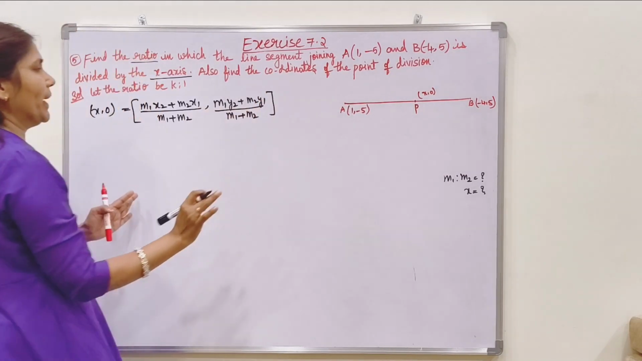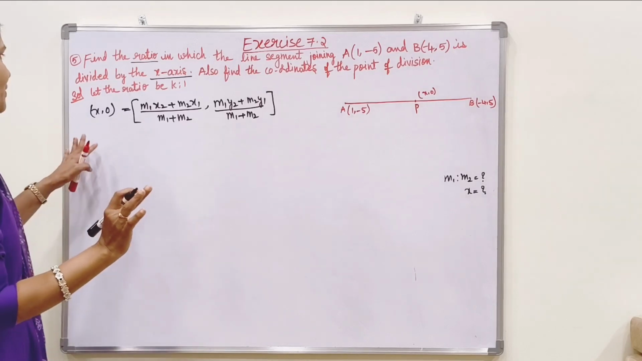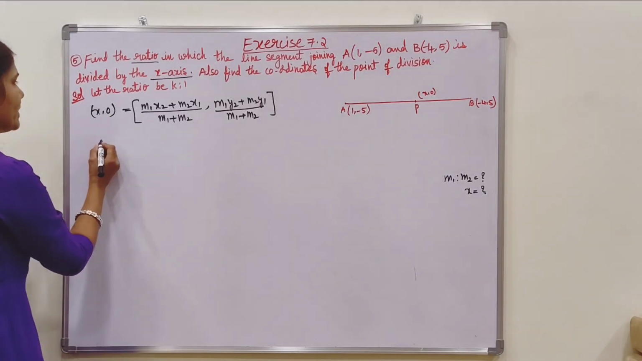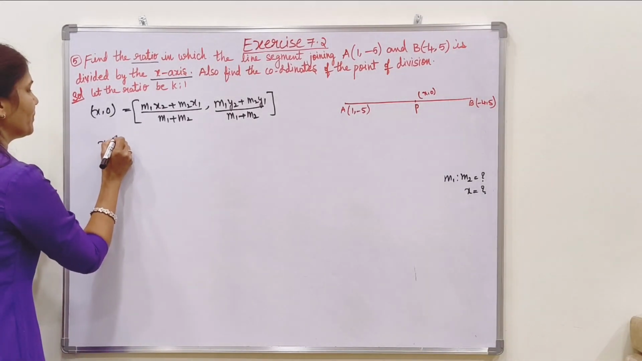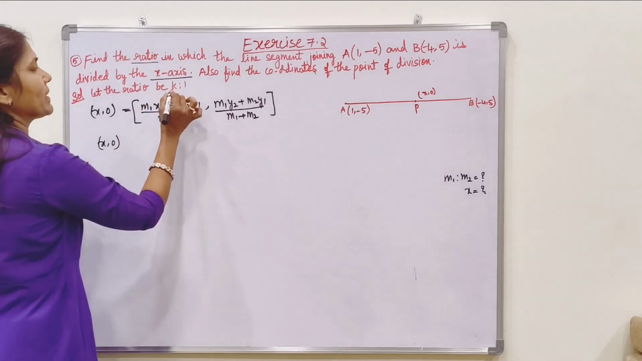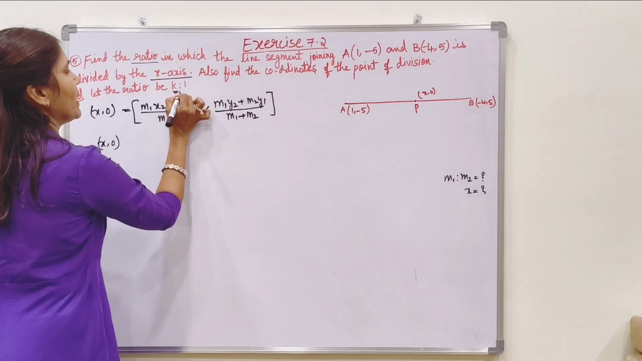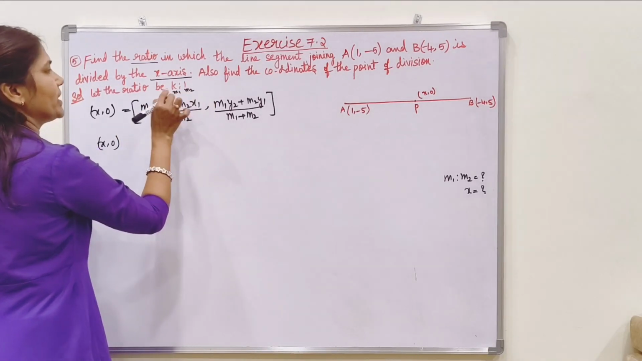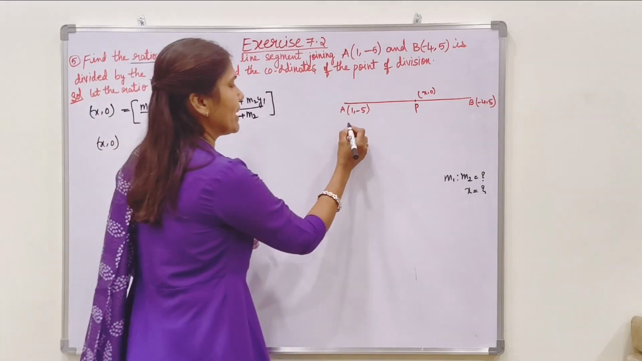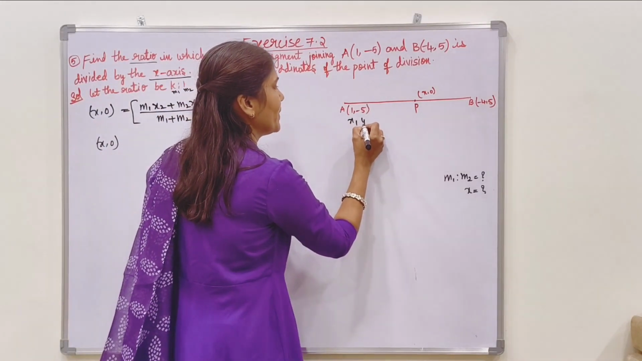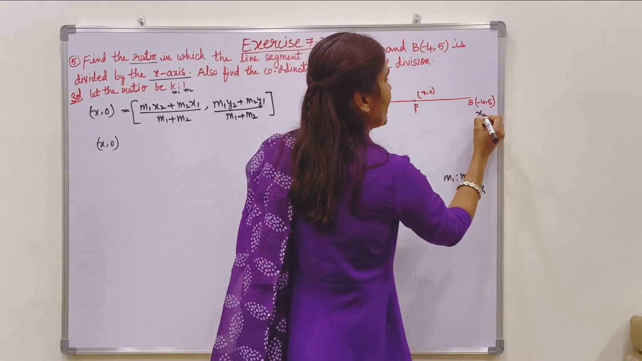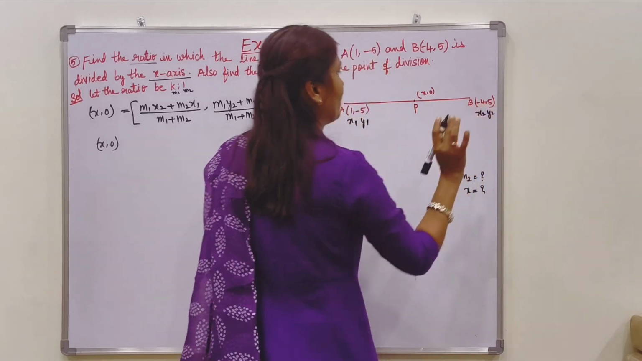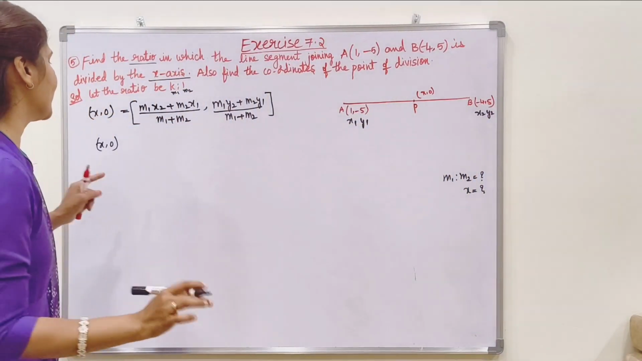Now apply the values. First we will apply the values. Here K is M1 and 1 is M2. This is x1, this is y1, this is x2, this is y2. Apply the values properly.